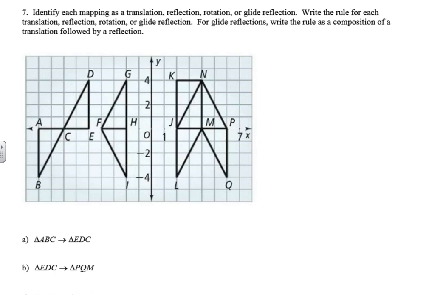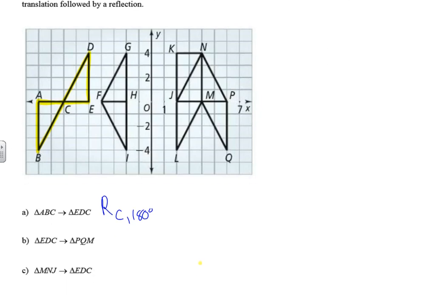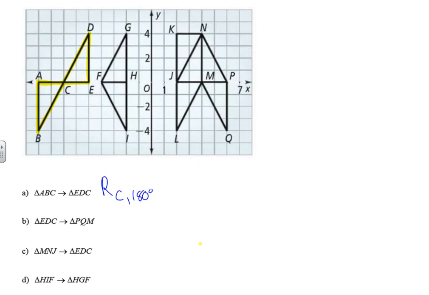ABC going to EDC. Well, we could do that as a rotation centered at C of 180 degrees. If we just spun that around, that would bring that one up there. You could also do that as 2 reflections, would be another way of doing that one. Okay, how about EDC to PQM?